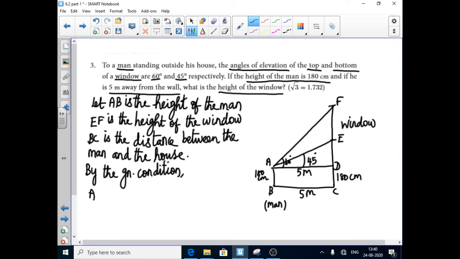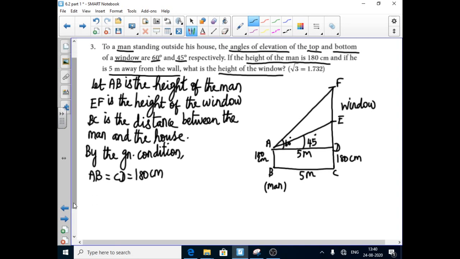AB is equal to CD is equal to 180 centimeter. Next one, AD is equal to BC is equal to 5 meter. Right angle triangle only we have to choose, so this angle is a right angle. Now the lines are perpendicular, so it is like that. AD is equal to BC is equal to 5 meter.